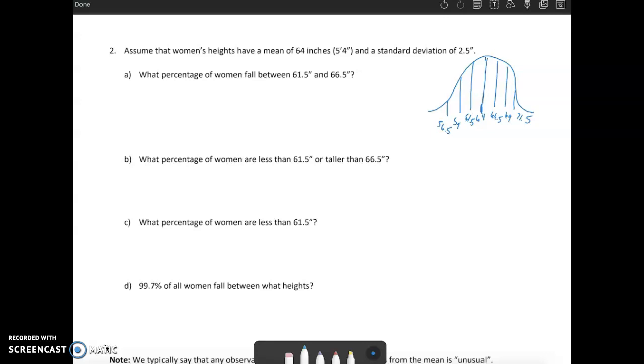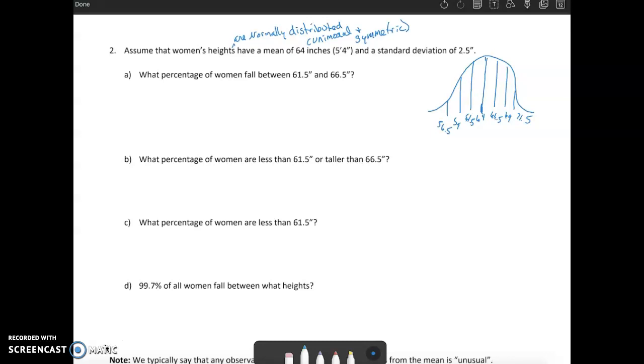So that's what the normal curve looks like here. And that was left out here. Assume women's heights are what we would say normally distributed, which means that they are unimodal and symmetric. And that's true, they are. What percentage of women fall between 61.5 inches and 66.5 inches?